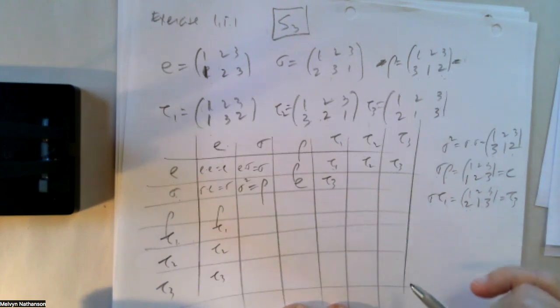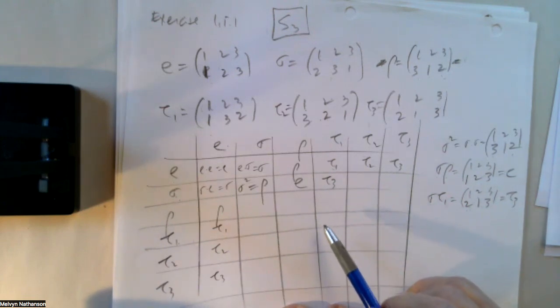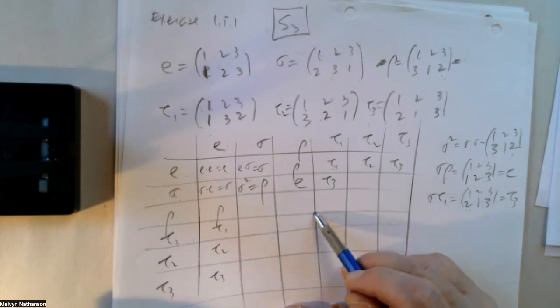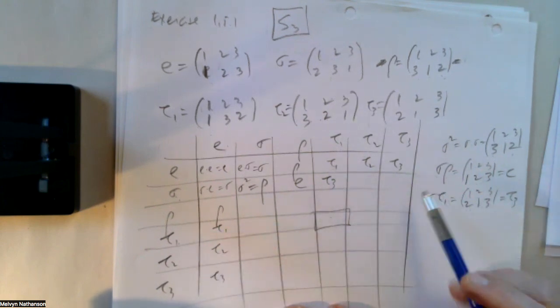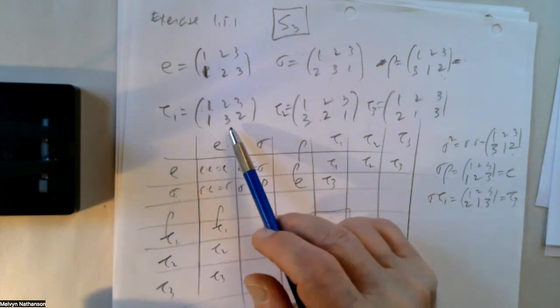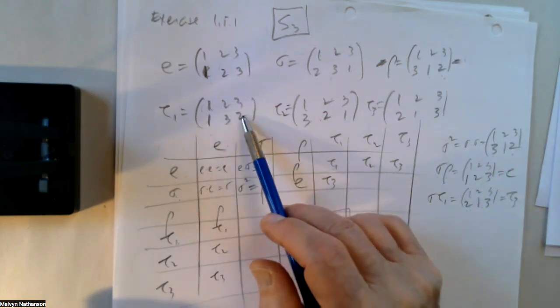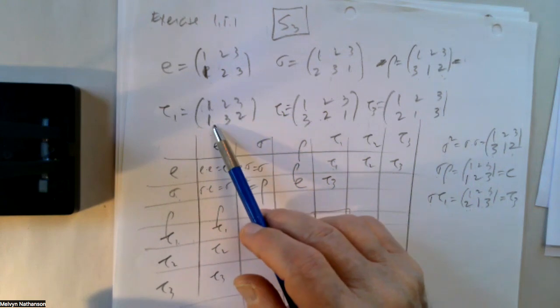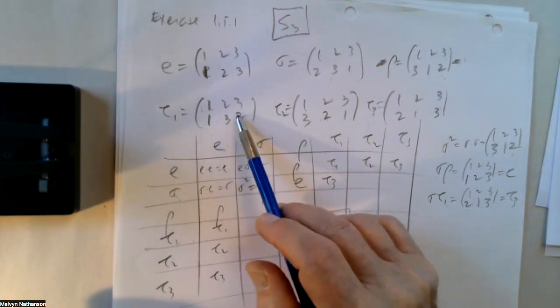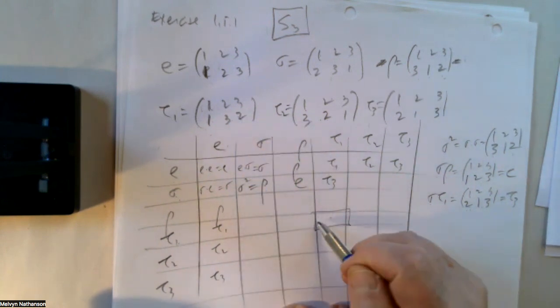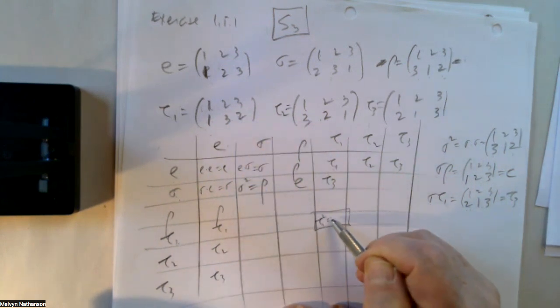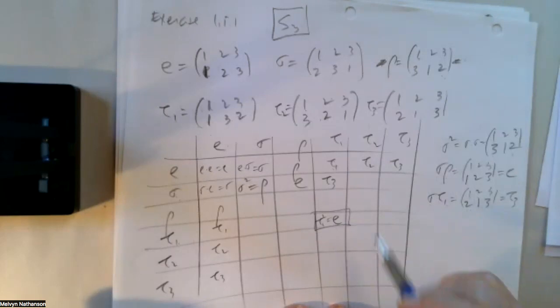And you just have to continue and fill in all the boxes. What goes in here? This is tau 1 times tau 1. So tau 1 fixes 1, interchanges 2 and 3. If you do it again, fixes 1. If you interchange 2 and 3 again, you're back to where you started. So tau 1 squared, tau 1 times tau 1, is the identity. And similarly, tau 2 squared is the identity, and tau 3 squared is the identity.